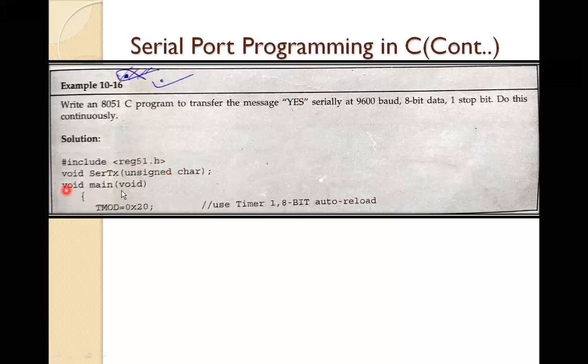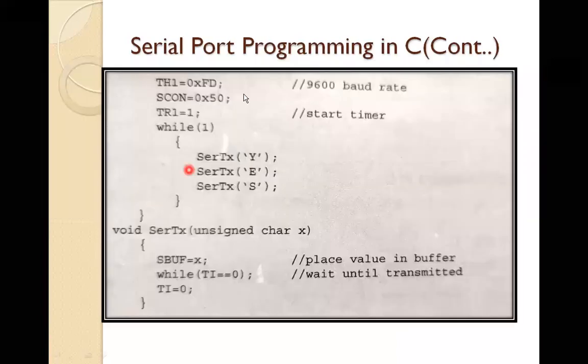So it is void main void only. In void main void, the mode is again 8-bit auto reload, so the value in the TMOD register is 0x20. Then for 9600 baud rate, the value in the TH1 register is -3 decimal, and its hexadecimal value is 0xFD. Same for the SCON register, it is 0x50 for total 10-bit data framing, one start and one stop bit.